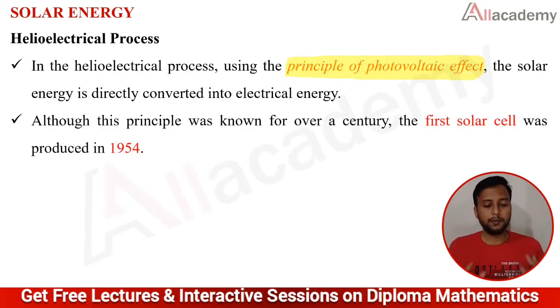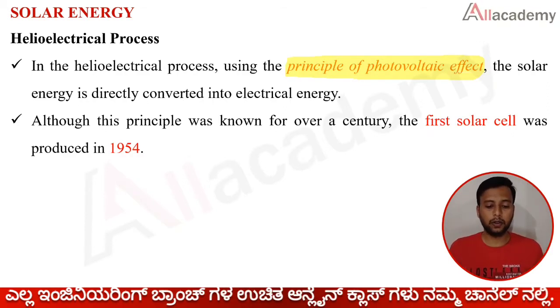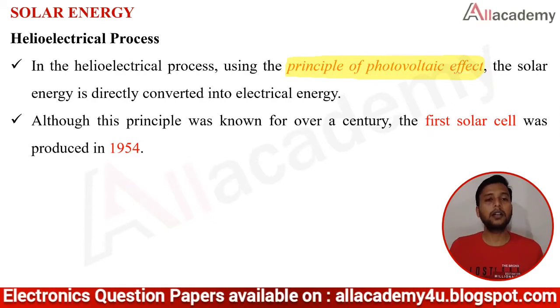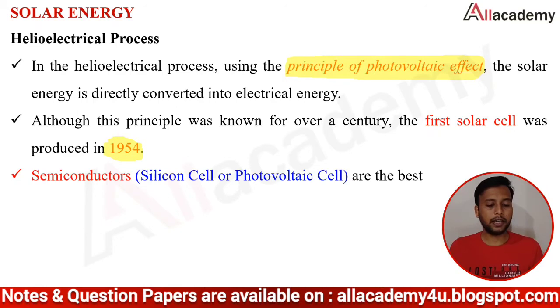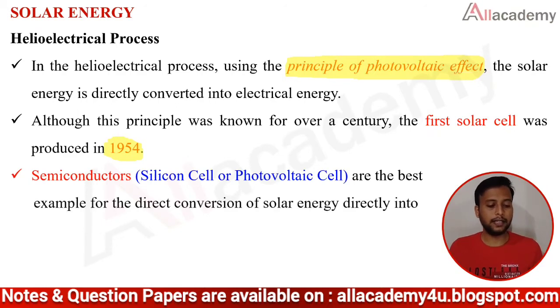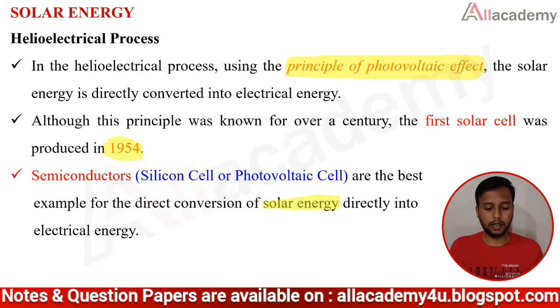Although this principle has been known over the centuries, the first solar cell, the system which generates electrical energy by using solar energy, was produced in 1954. Now semiconductors are the best example for the direct conversion of solar energy into electrical energy.